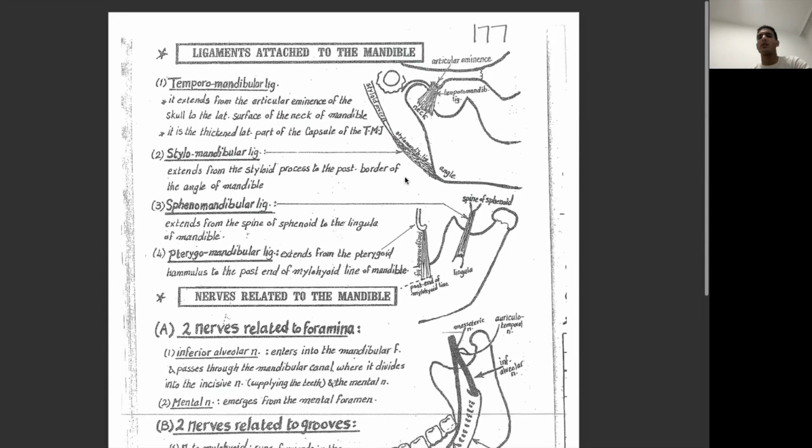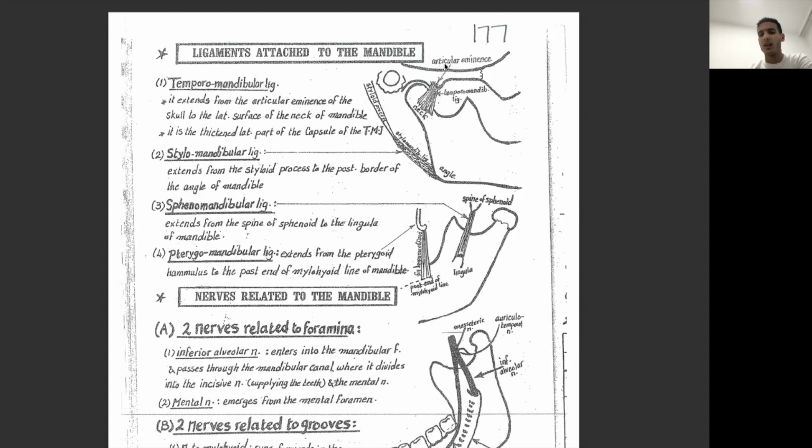Some ligaments that are attached to the mandible are in relation with the very well-known temporomandibular joint, and they allow for the stabilization of this joint. So these ligaments hold this mandible in place. The ligaments that are found: first we have the temporomandibular ligament, between the temporal bone and the mandible. So it's called the temporomandibular ligament.